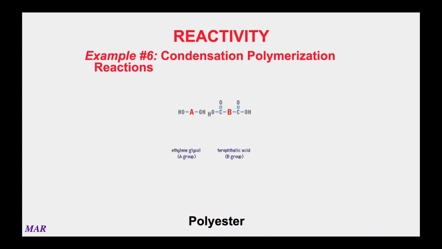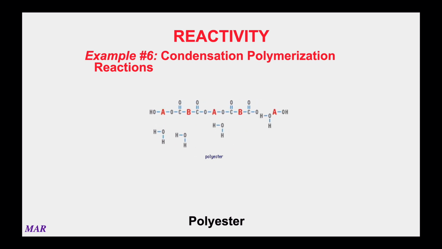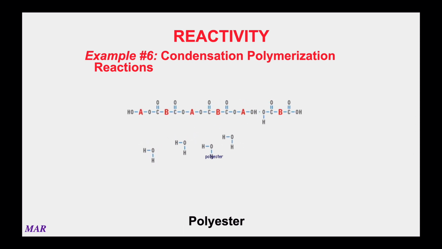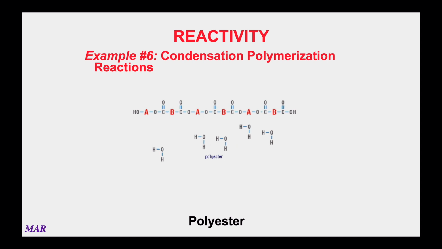Ethylene glycol and terephthalic acid can react with each other at both ends of either molecule. The reaction produces a molecule of water and allows the bonding of the remaining molecules. If many such molecules are available to react, a polymer chain of polyester is produced.